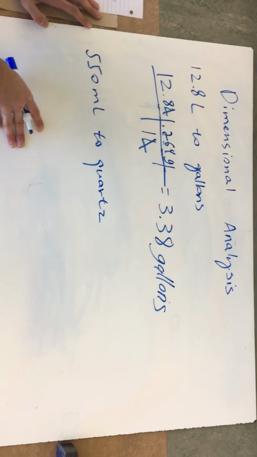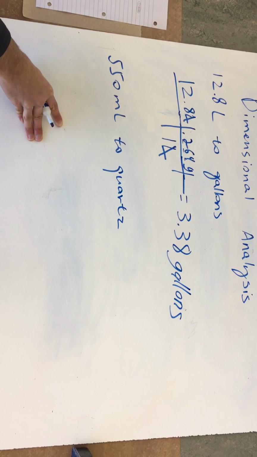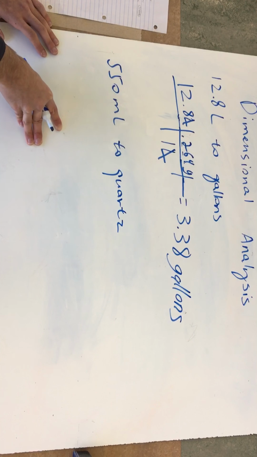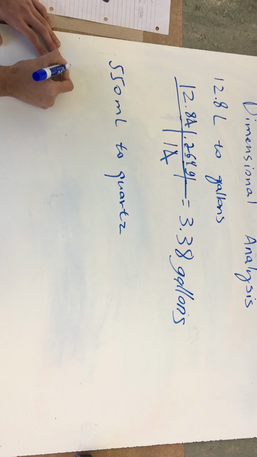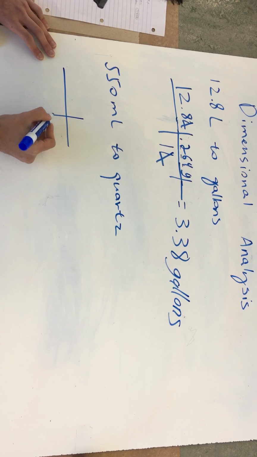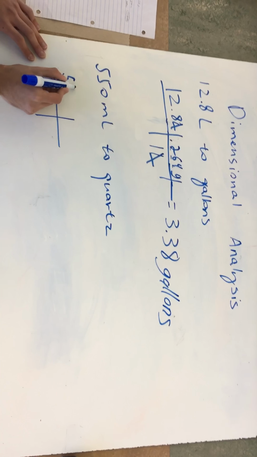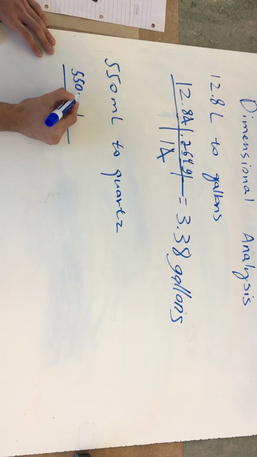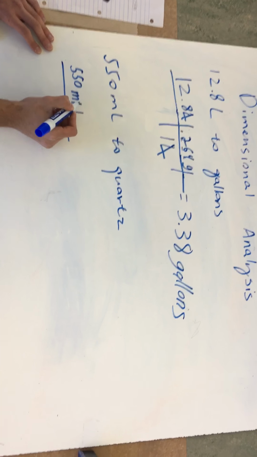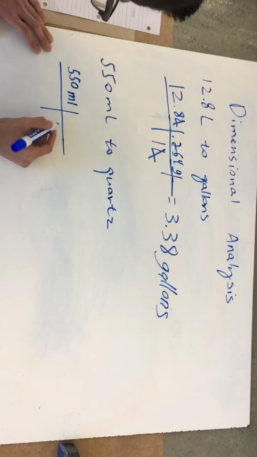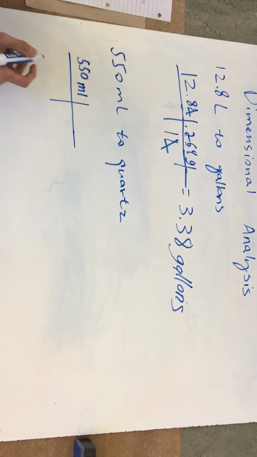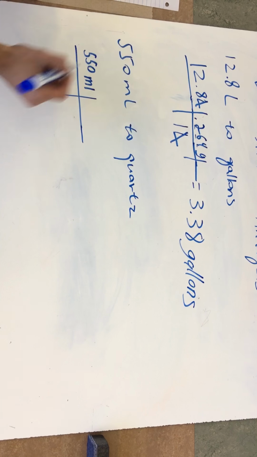Okay, the next one, 550 milliliters to quarts. This one is going to work the same way. You set up a table, like so. 550 ml. Then, as before, we want to cancel out the milliliters, so we put it on the bottom.